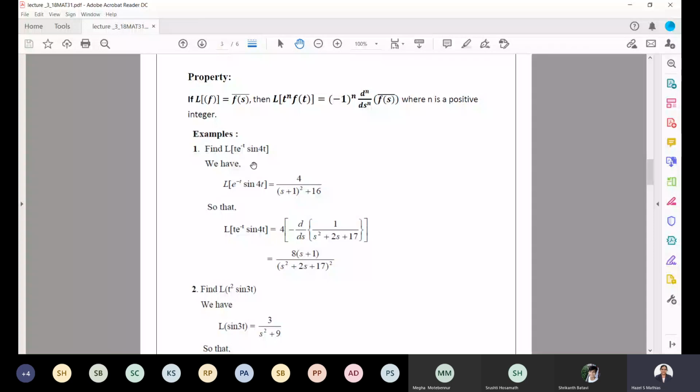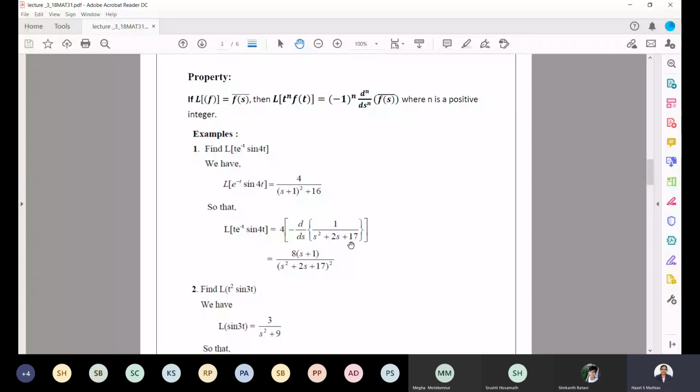Now here I have expanded and written it. This 4 has been taken outside. S plus 1 whole square plus 16. What is s plus 1 whole square? S square plus 2s plus 1. 1 plus 16 will become 17. Is it okay? Everybody, is this step clear?